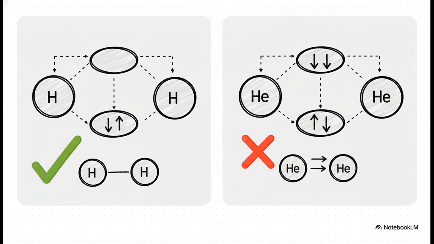Okay, now what about dihelium, He2? It's got 4 electrons. The first 2 go in the bonding orbital, but the next 2 are forced up into that high-energy anti-bonding orbital. The bond order is 2 minus 2 divided by 2, which is 0. The theory perfectly predicts that dihelium shouldn't exist as a stable molecule.